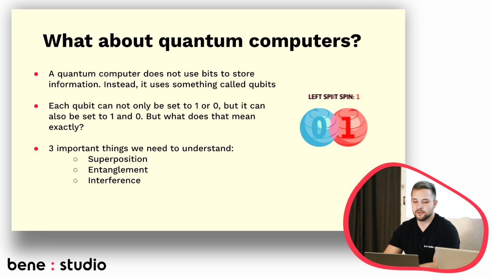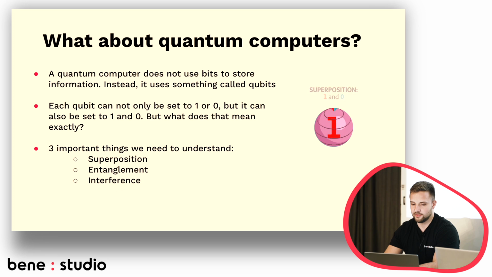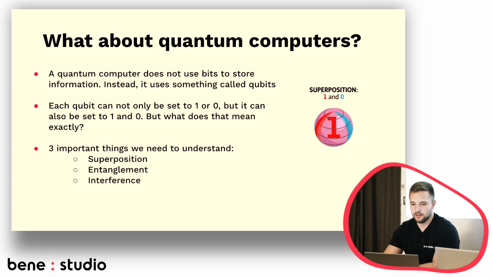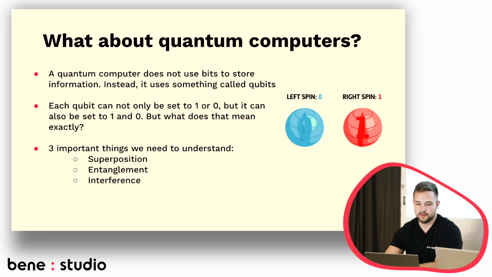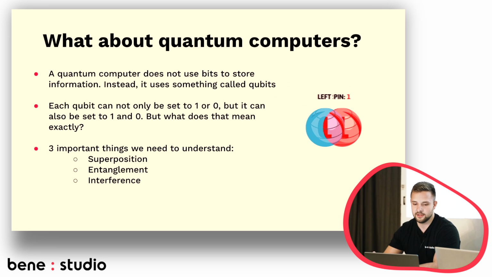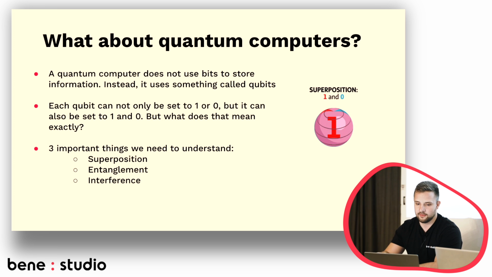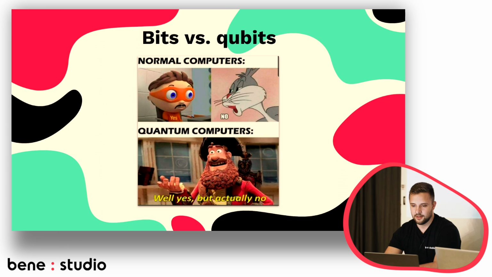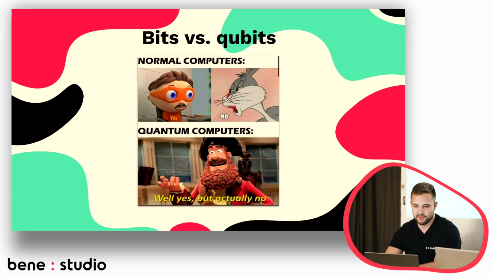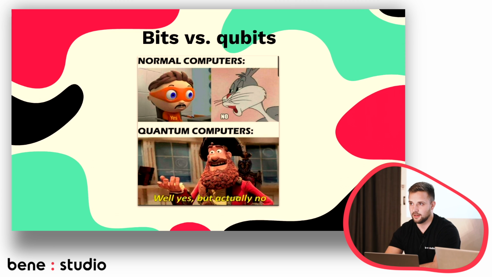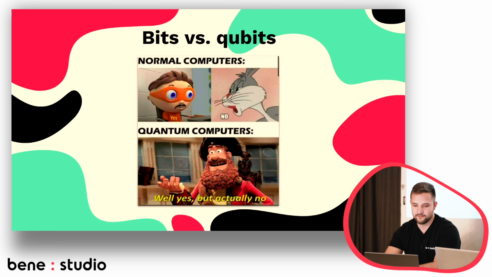Regarding quantum computing, there are 3 important definitions that we need to understand. The first one is superposition, the second one is entanglement, and the third one is interference. I'm going to explain this. Here is a bit about bits versus qubits. I hope it's visible.